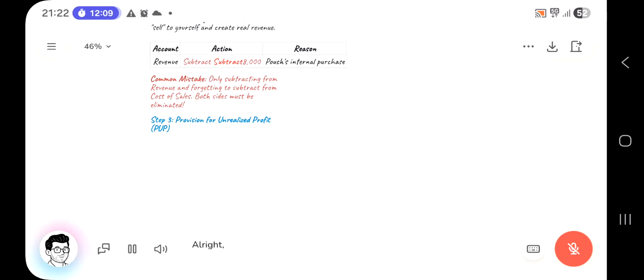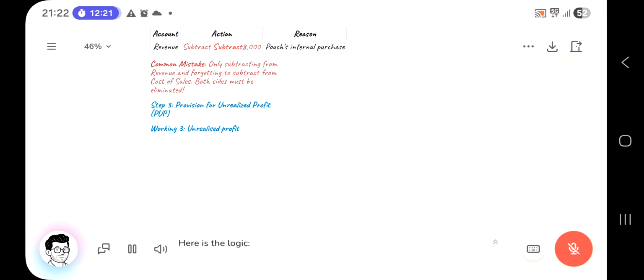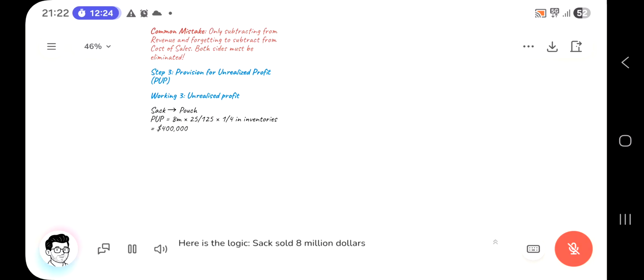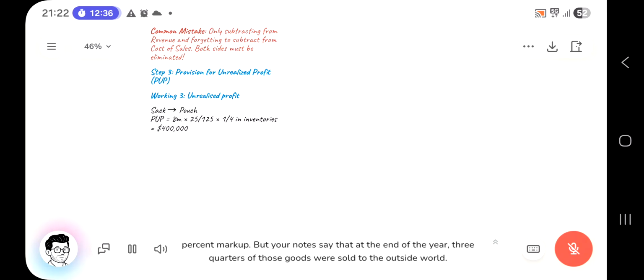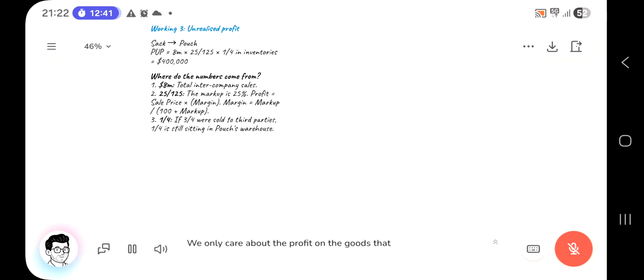All right, let's get into the technical stuff. This is the provision for unrealized profit, or PUP. It's exactly how it's laid out in your notes. Here's the logic. Saks sold $8 million of goods to Pouch at a 25% markup. But your notes say that at the end of the year, 3/4 of those goods were sold to the outside world. We only care about the profit on the goods that are still inside the group.